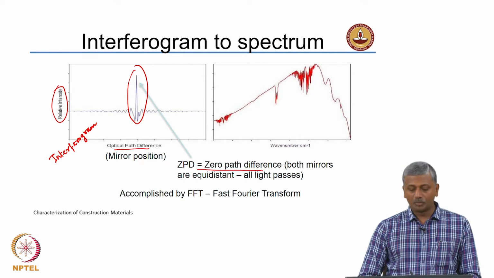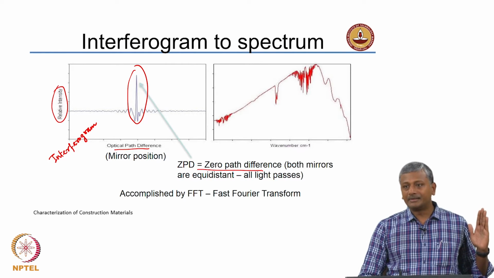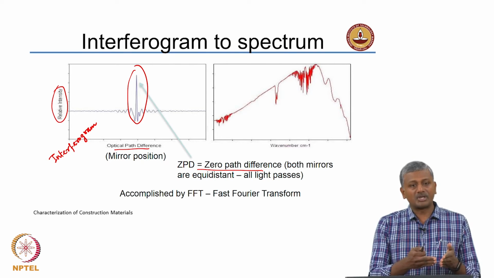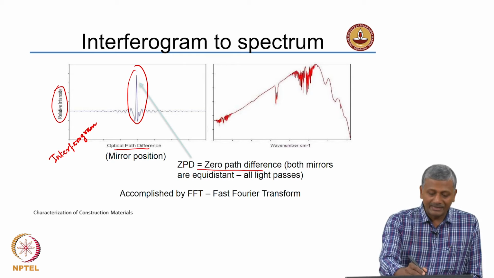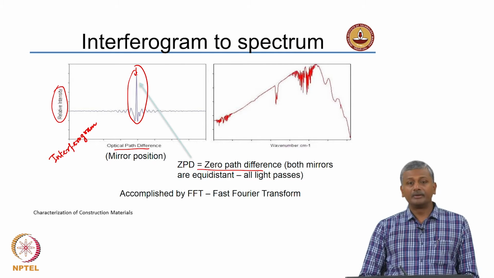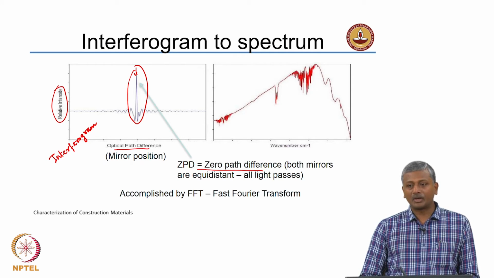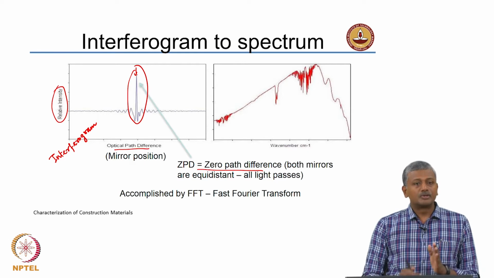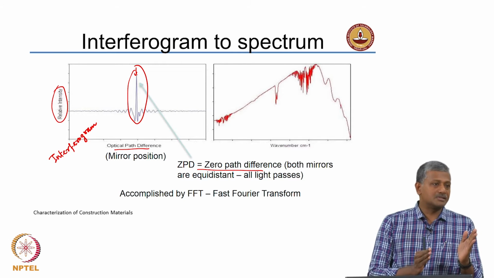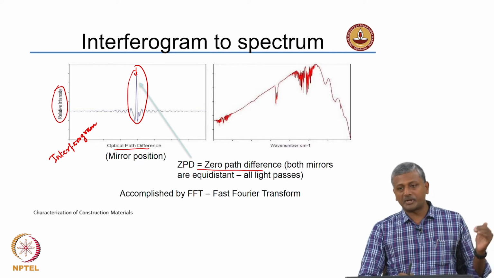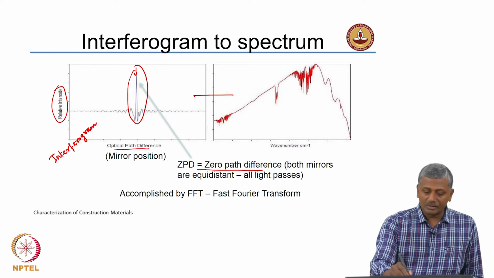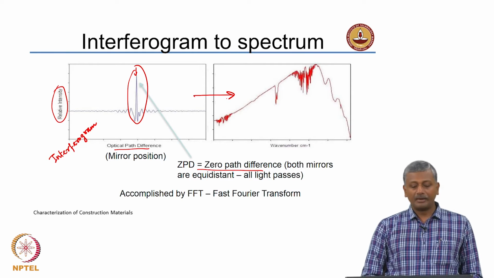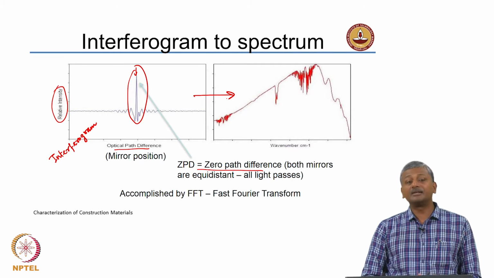That means both mirrors are equidistant, and all the light that is converging from the two mirrors is passing through the sample. So, at this particular location of the mirror, you are actually transmitting the entire light. Once again, when you move the mirror to a certain distance, you will be generating another set of wavelengths which pass through the sample. Now, what you need to do is convert this optical interferogram into the Fourier transform spectrum, or rather the infrared spectrum.